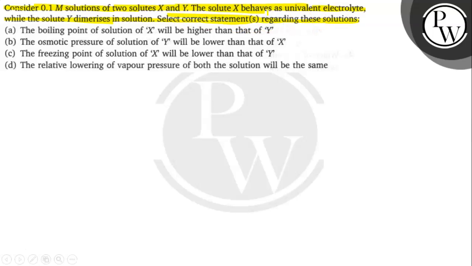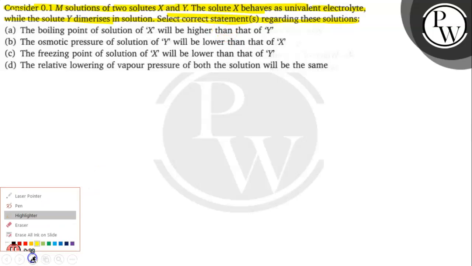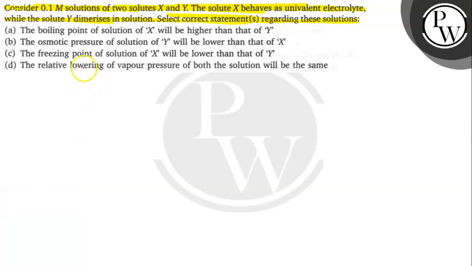So we have two solutes, X and Y. X is a univalent electrolyte and Y dimerises in solution. Now we have to find out the correct statement regarding this. So let's solve this question. First we have two solutions, one is X and another is Y. They have the same concentration because X is 0.1 molarity and Y is also 0.1 molarity.